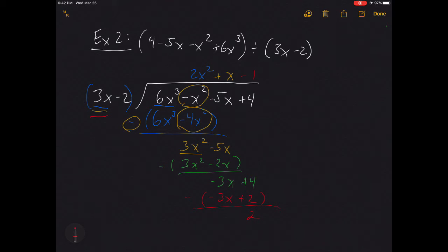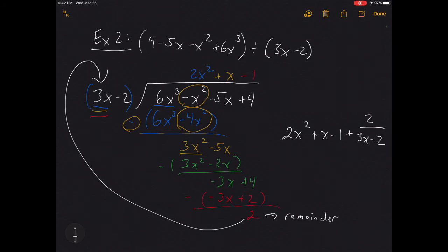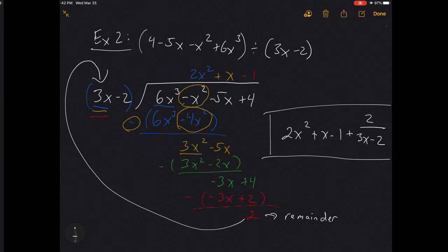So the answer to this division is going to be 2x squared plus x minus 1 plus 2 over the original divisor, which is 3x minus 2. It's what's on the outside. So the remainder, that is your remainder, always goes back on top of the original of the outside. That is the division for that problem.